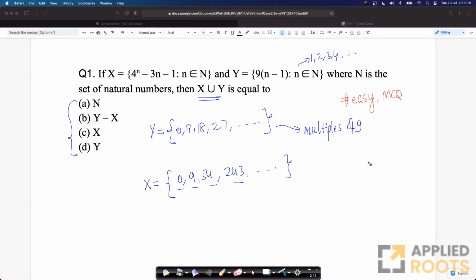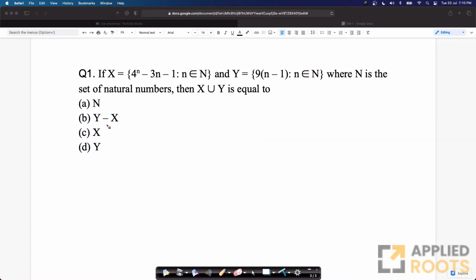So you can eliminate options and say, hey, if this is your set y, your set x is a subset of y. So x union y will be y. That's one way of solving it. But if you want to solve it more rigorously, you can actually do it this way.